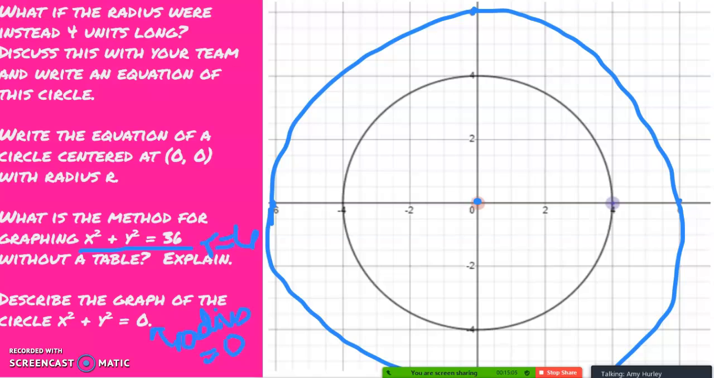Degenerate circle. Okay. I'm going to come back with a second video to talk about circles that don't have a center at the origin, and we'll talk about how to write the equations for those in the next video.